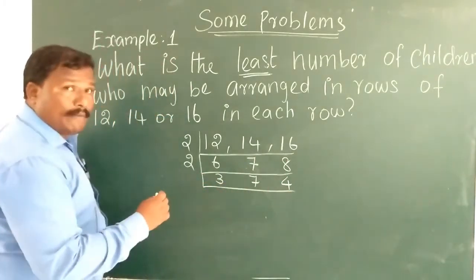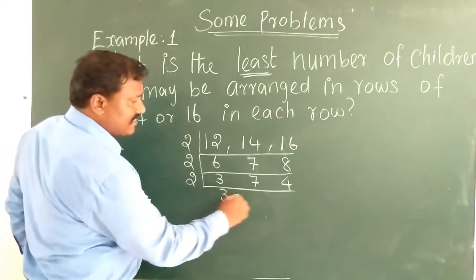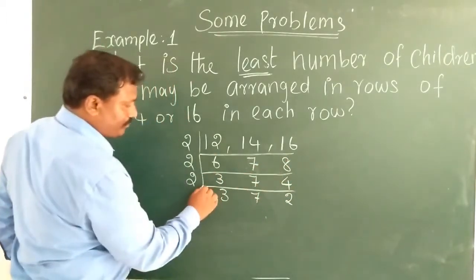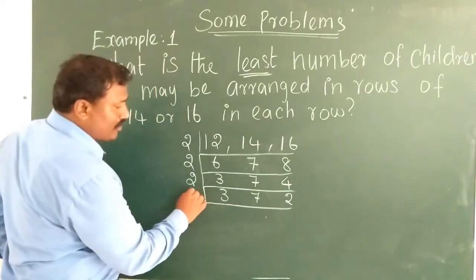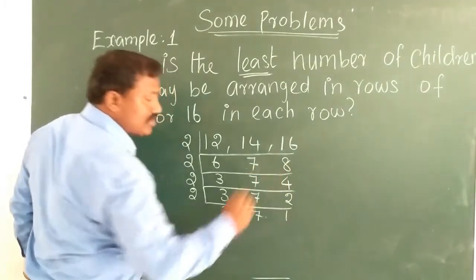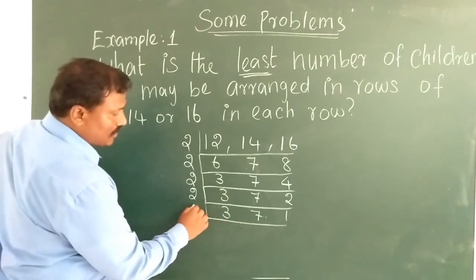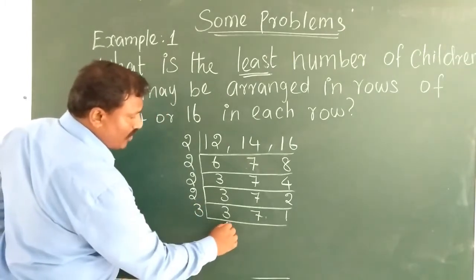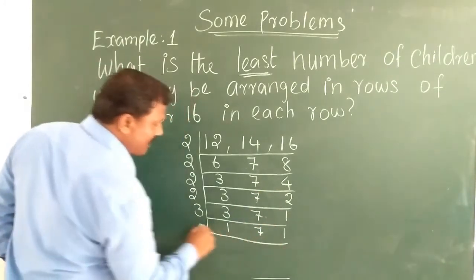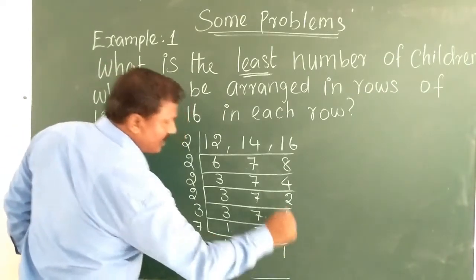Now again I am going to divide by 2. 3 we can't divide, so take it as it is. 7 also we can't divide, so take it as it is. But 2 2s are 4. Again I am going to divide by 2. 3 we can't divide, 7 also we can't divide, but 1 2 is 2. Now I am going to divide by 3. 1 3 is 3, 7 as it is, 1. Now I am going to divide by 7. 1 as it is, 1 7 is 7, then 1 remaining, that's it.